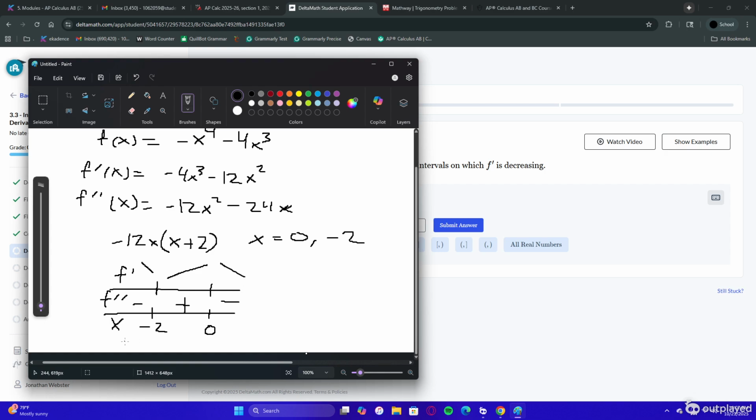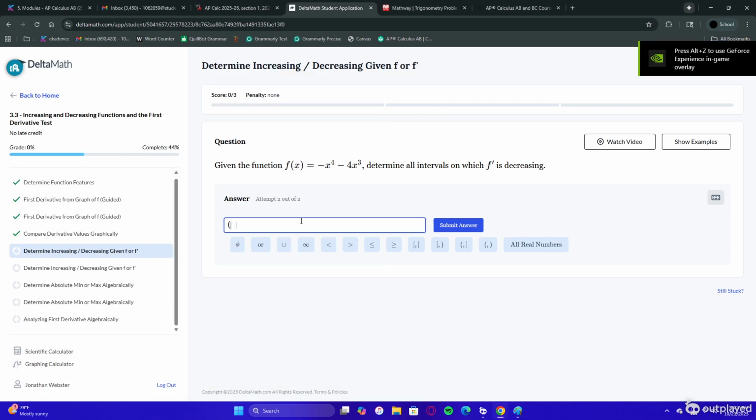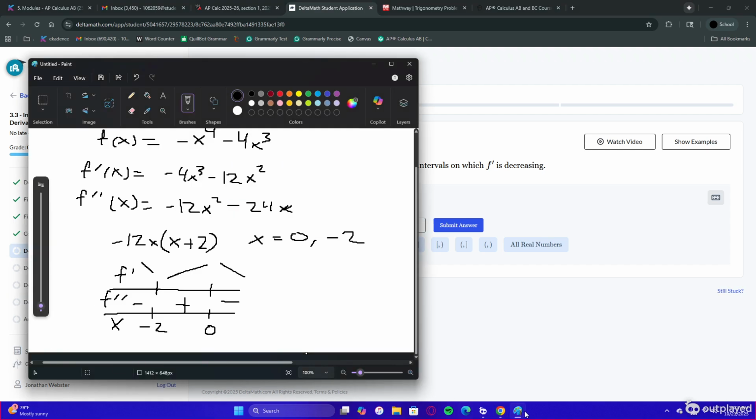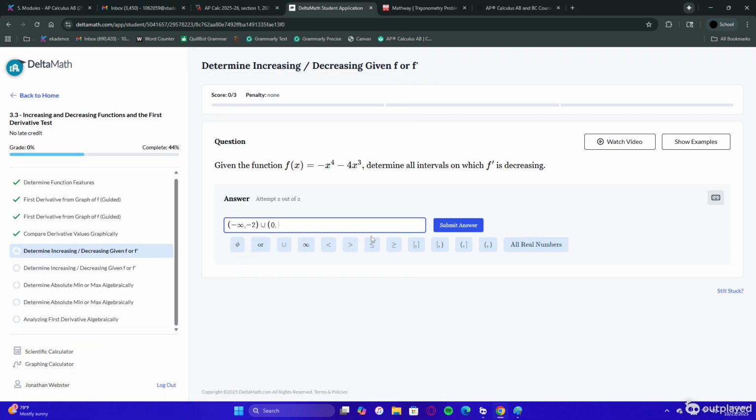So from negative infinity to negative 2, f prime is decreasing. And then from 0 to infinity, it's also decreasing. So the answer is from negative infinity to negative 2, and from 0 to infinity.